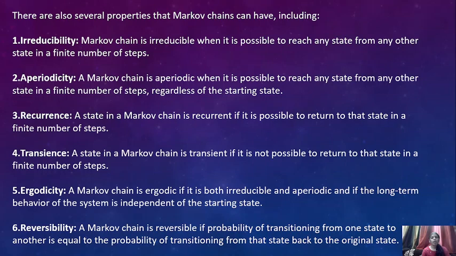Ergodicity. A Markov chain is ergodic if it's both irreducible and aperiodic and if the long-term behavior of the system is independent of the starting state. Reversibility. A Markov chain is reversible if the probability of transitioning from one state to another is equal to the probability of transitioning from that state back to the original state.